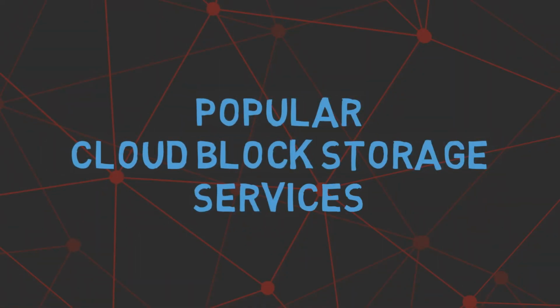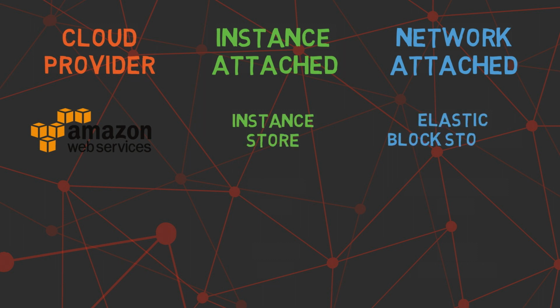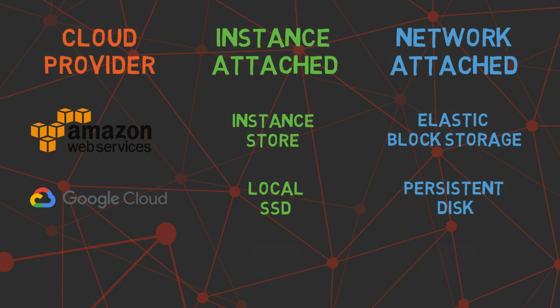Let's look at some of the popular cloud block storage services. Amazon Web Services' instance attached block storage is called Instance Store, and its network attached block storage is called Elastic Block Storage. Google Cloud Platform's instance attached block storage is called Local SSD, and its network attached block storage is called Persistent Disk. Microsoft Azure's instance attached and network attached block storage services are called Data Disk and Data Storage respectively.